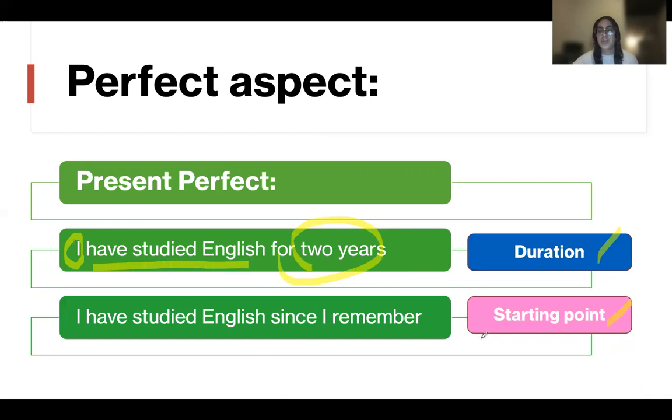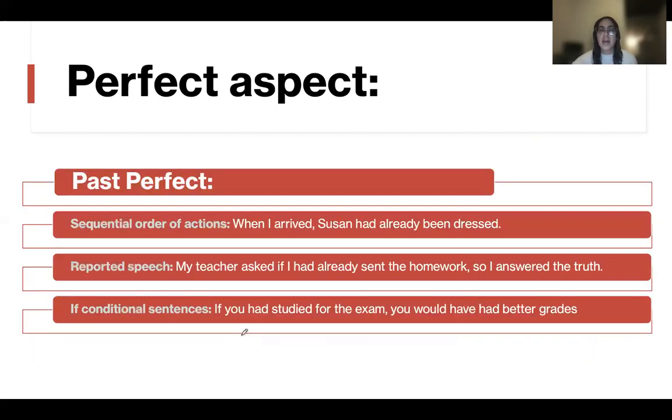On the other hand, when we are talking about a starting point of the verb, we can use, for example, since I remember. Since is a word that helps us to understand that since that determined time, which is I remember, since that time, this person has been doing this activity. But with the perfect aspect, we can also express different ideas, like for example, sequential order of actions, reported speech, and if conditional.